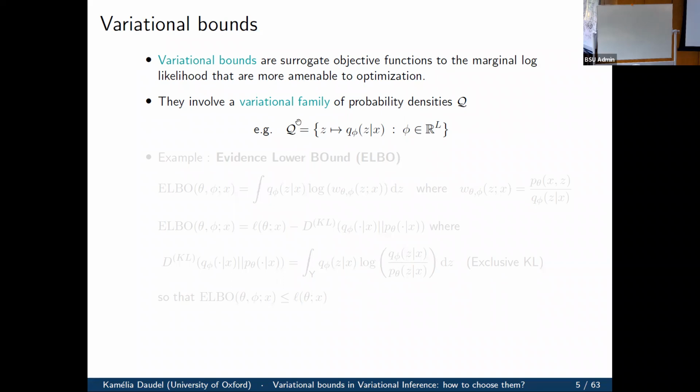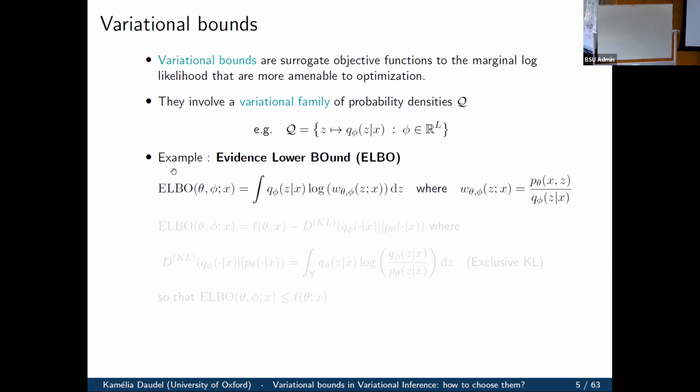So given those two pieces of information and given what you've seen so far, if I ask you to give me a variational bound, hopefully you're all screaming together, yay, the evidence lower bound. And just to make sure that we all agree with the notation, I've recorded this definition here. The evidence lower bound is going to be the integral of my variational approximation times the log of some weights, where those weights are written there.